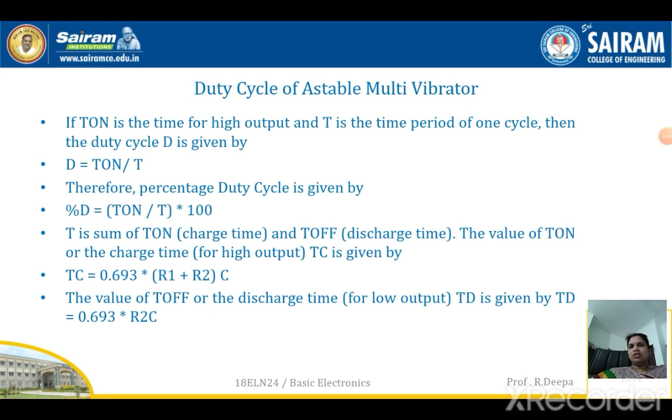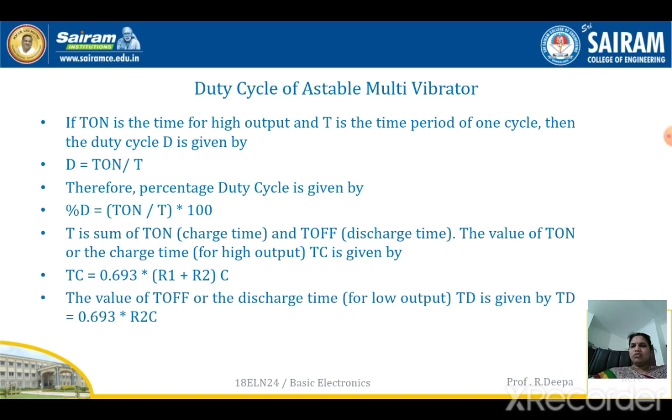So let us calculate the duty cycle of an astable multivibrator. Let us consider T on as the time period for the high output and T as the total time period for one cycle. Then the duty cycle can be written as D is equal to T on divided by total time period T. In terms of percentage, percentage D is equal to T on divided by T into 100, where T is the sum of charge time and discharge time, T on plus T off. The value of T on, or the charge time, is given as Tc is equal to 0.693 into R1 plus R2 into C.